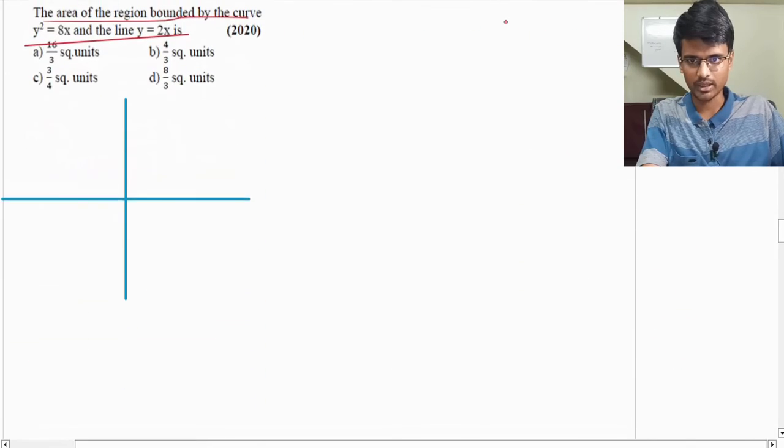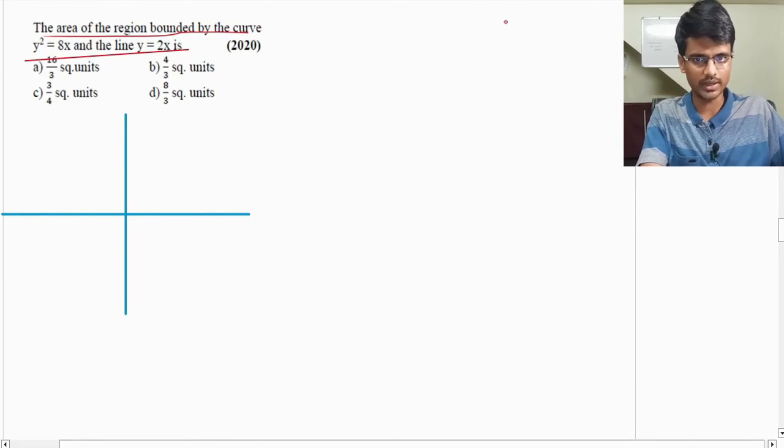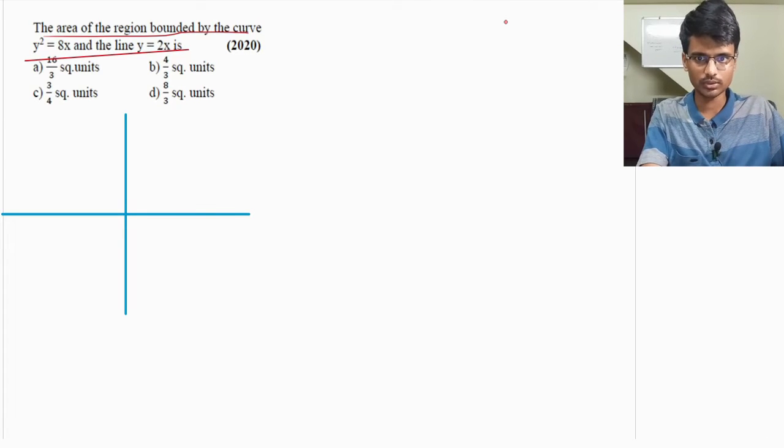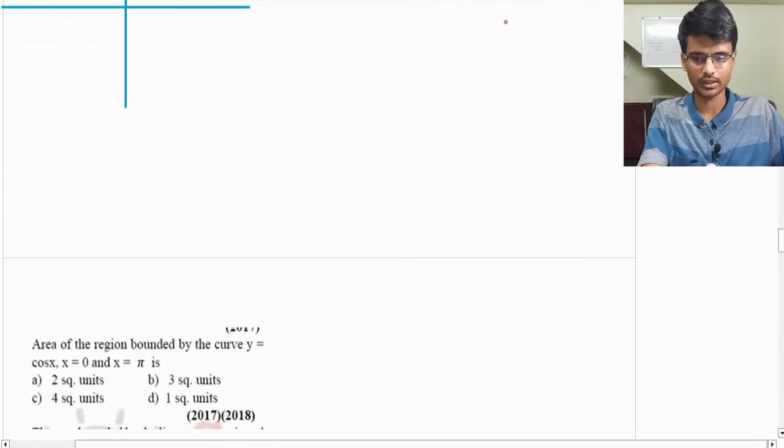I want this question to be solved by you. So try this question, it will be good practice, and please let me know in the comments what answer you got. Similar procedure we have to follow as the previous one, and I'll let you know whether you have done it correct or wrong in the reply section.